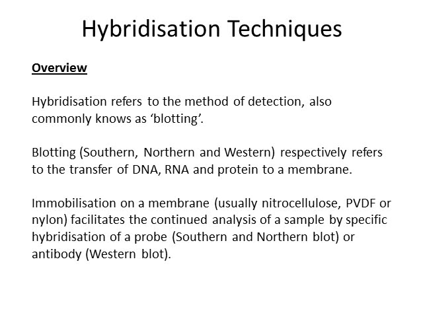So they all tend to work by immobilizing something on a membrane. That membrane is normally nitrocellulose, and that then facilitates a continued analysis of a sample via the specific hybridization of a probe. And the probe is what detects the actual reagent that you're interested in looking at, be that DNA, RNA or protein. And depending on what type of blot you're doing, whether it's southern, northern or western, that probe is different. I'm going to talk about those things briefly in the next few slides.